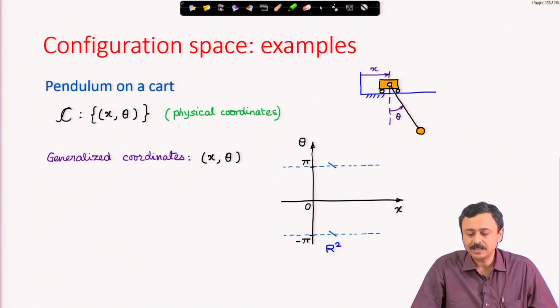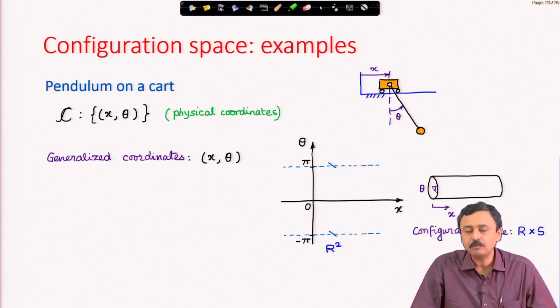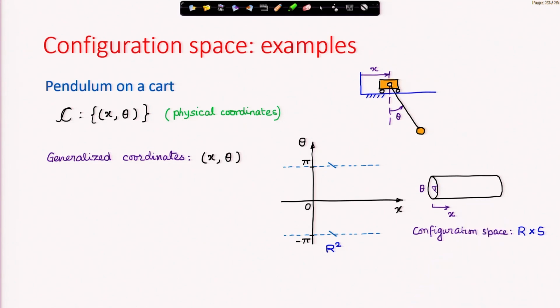Now, x is the real line. I can have any x, forget about any abstraction. Theoretically I can go from minus infinity to plus infinity in the x direction, and in the theta direction minus pi and plus pi are identified. Therefore, we have a configuration space which is r cross s, which is a cylinder. We have 2 degrees of freedom. I can locate the whole system by fixing x and theta. Then I will know the location of the cart as well as the pendulum.